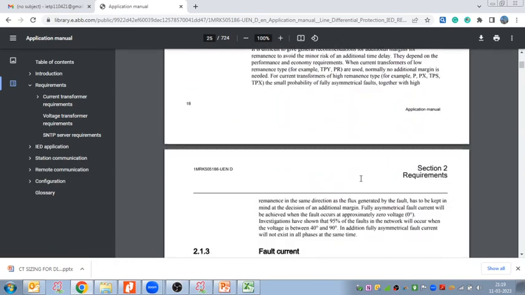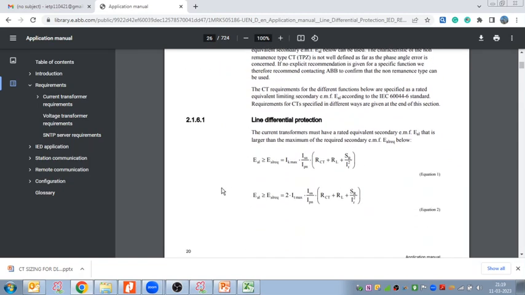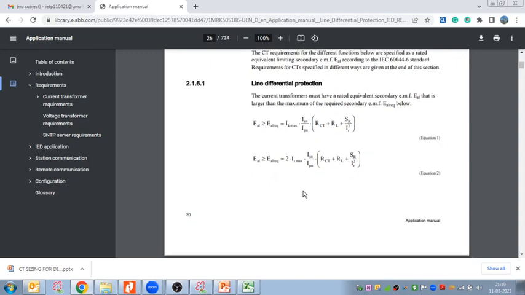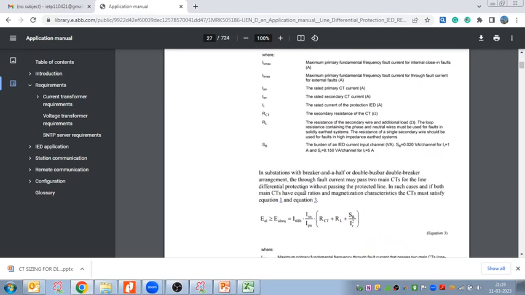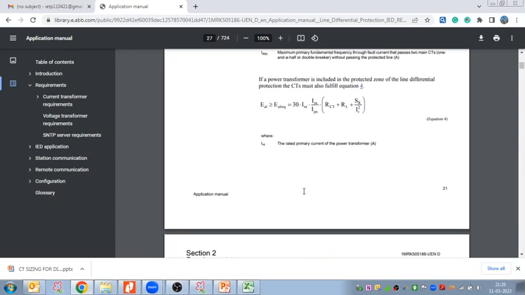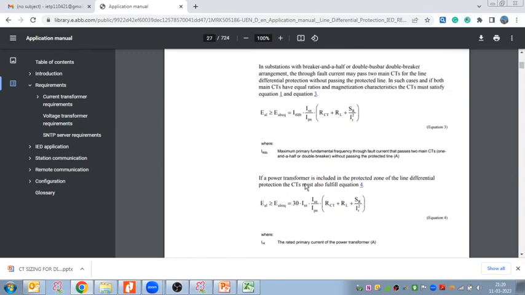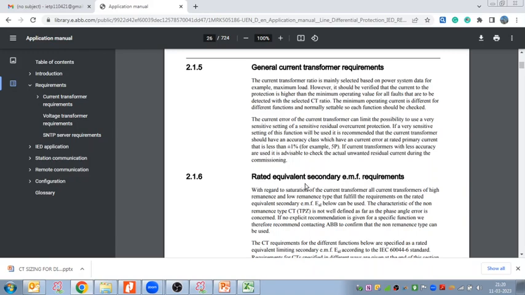So here, if you are using the differential protection for your transmission line, then you need to solve these two equations. If we are using the distance protection for a short, medium and long transmission line, in that case we have to select these two equations for the CT knee point voltage calculations. Anyway, we will take both differential and distance and discuss them, right?